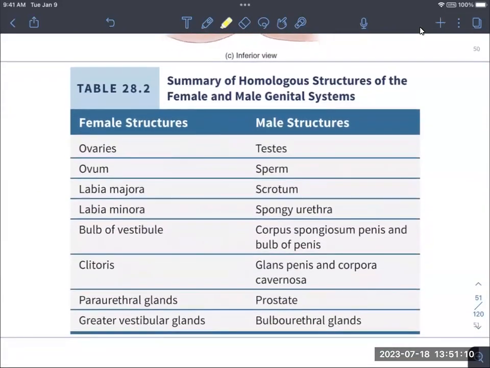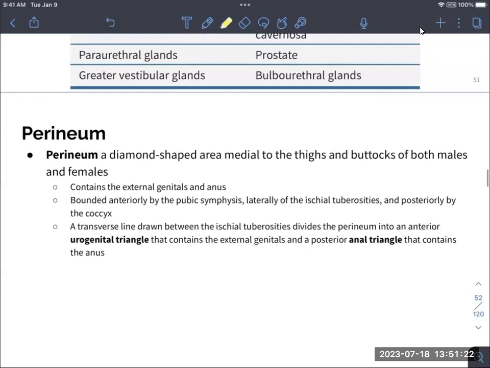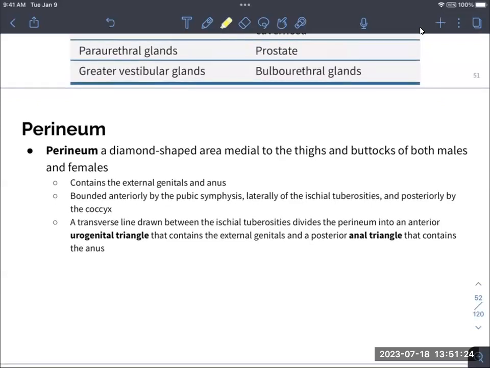So here's the comparison of the male to the female. What parts actually transfer between sexes here? The perineum. The perineum is this diamond-shaped area that goes from the medial thighs and the buttocks of males and females. So the external genitals and the anus are going to sit in this diamond.